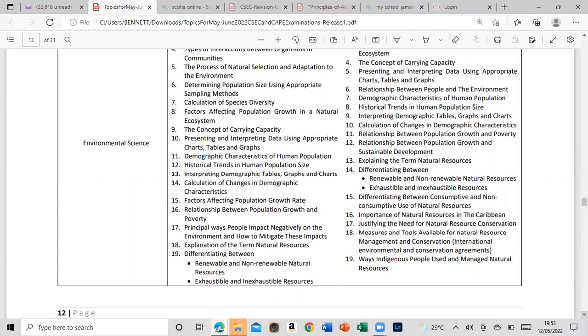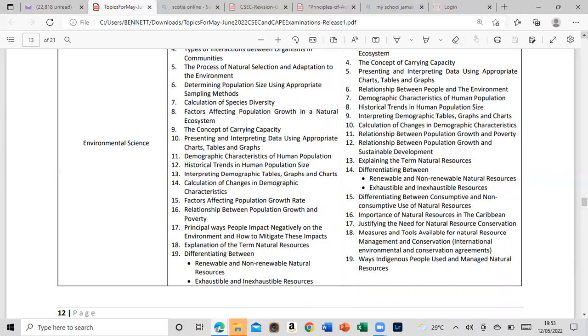people impact negatively on the environment and how to mitigate these impacts, all right? Explanation of the term natural resources, and we have differentiating between renewable and non-renewable natural resources, all right? What are the non-renewable and what are the natural resources, all right? Exhaustible and inexhaustible resources. Again, everything comes back to Geography.